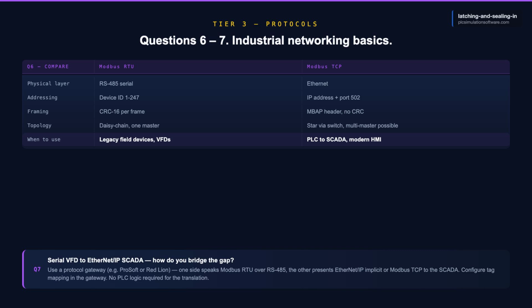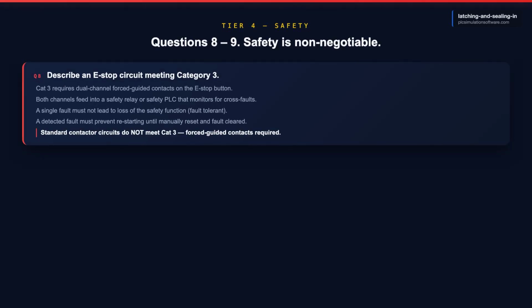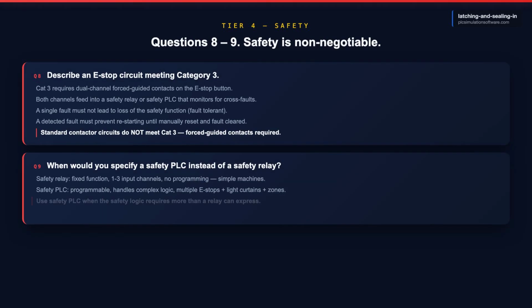Question 7. How would you connect a serial VFD to an Ethernet IP-based SCADA? Answer: an RTU to TCP gateway. The gateway speaks RS485 to the VFD and Ethernet to the SCADA. No equipment replacement. A few $100s instead of a rewire.